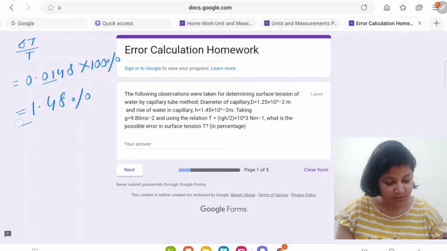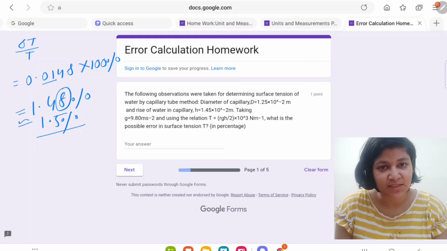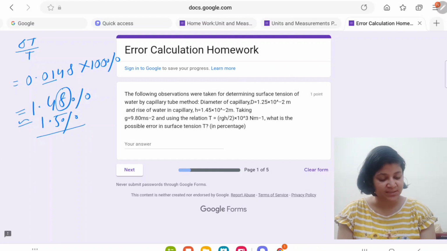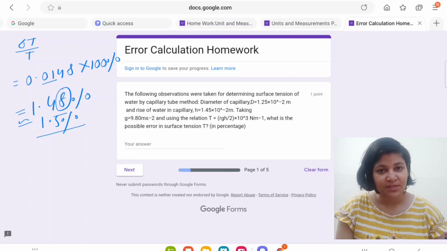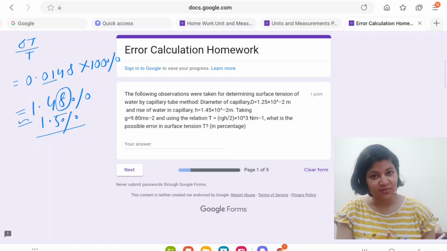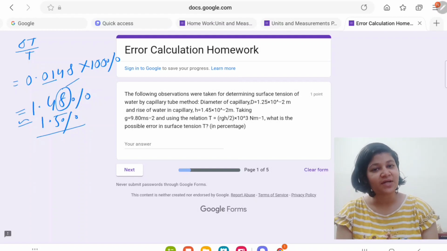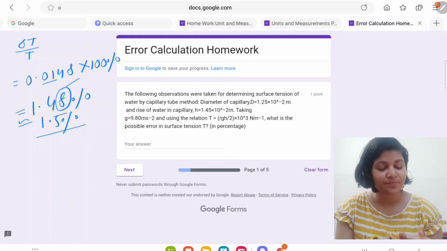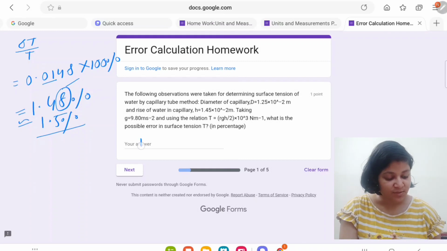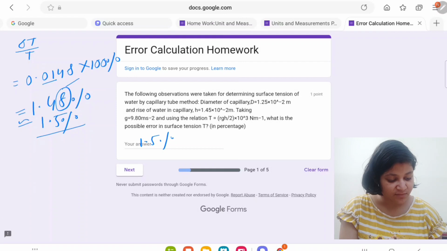So this becomes 1.48%. If we approximate this, because the last digit is the non-reliable digit, since the error occurs in the last digit, and we had learned the rules for rounding off. If you remember, the last digit is 8, which is greater than 5, so we will have to add 1 to 4, that becomes 5. So our answer is 1.5%.